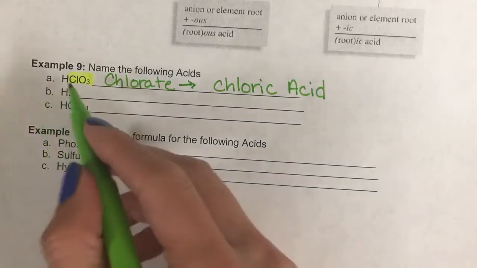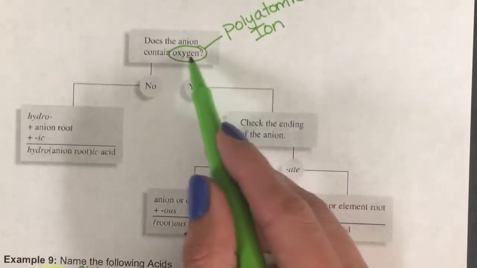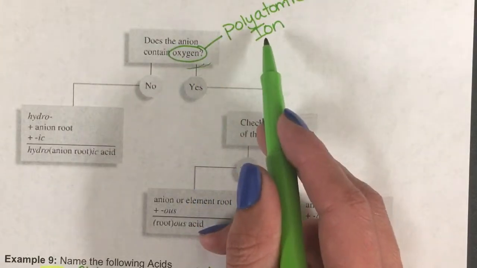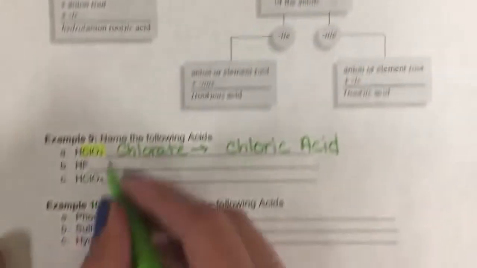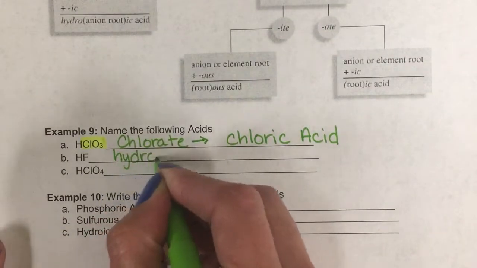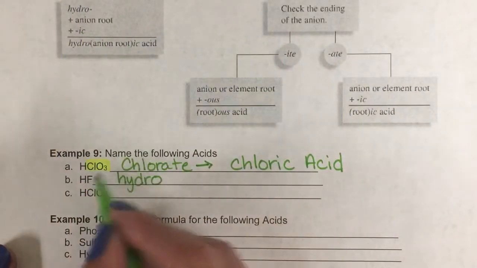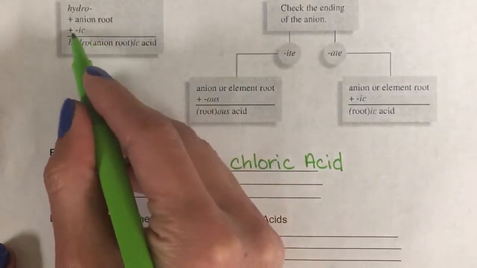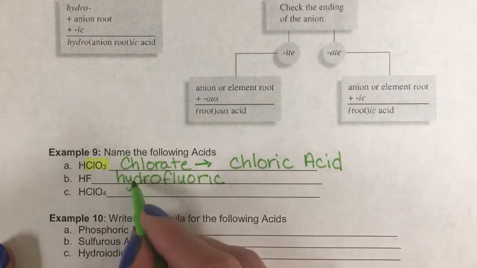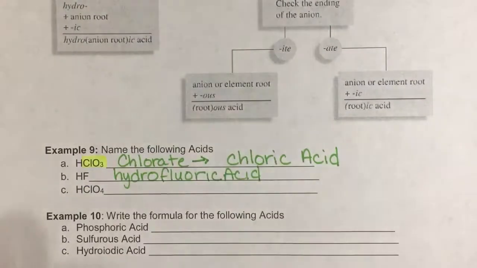Okay? HF. F does not contain oxygen. It's not a polyatomic ion, so I would go this way. I start with hydro. I name my anion, so the element, fluorine, but I change the ending to IC. So hydrofluoric acid. Okay? Take a second and solve C.